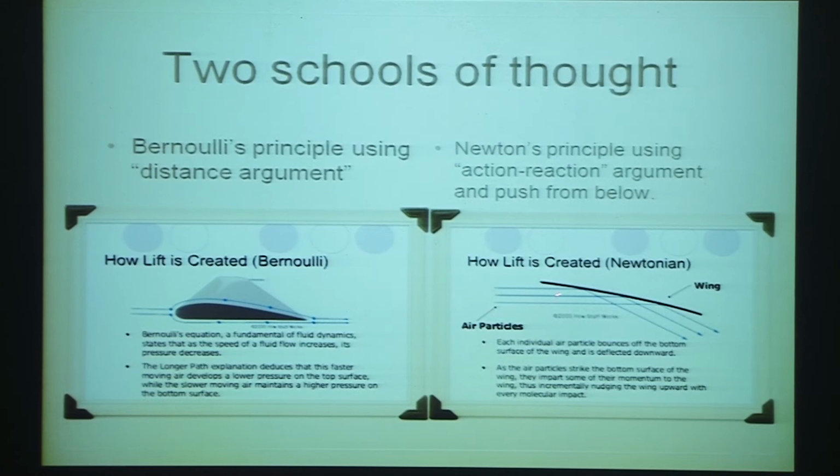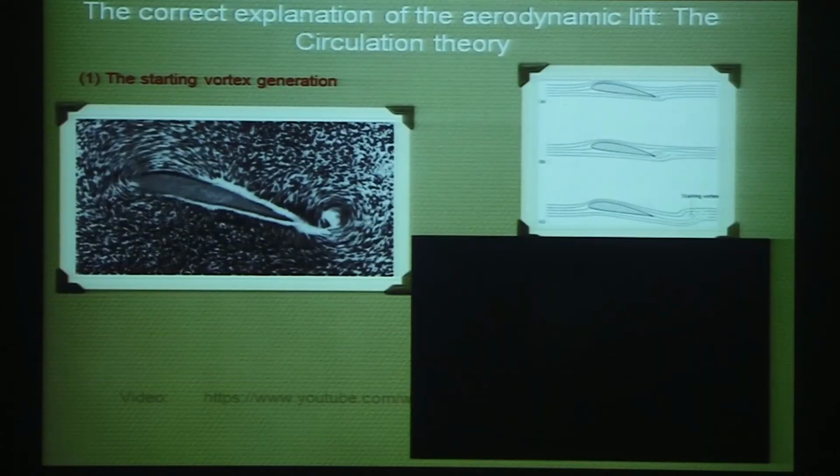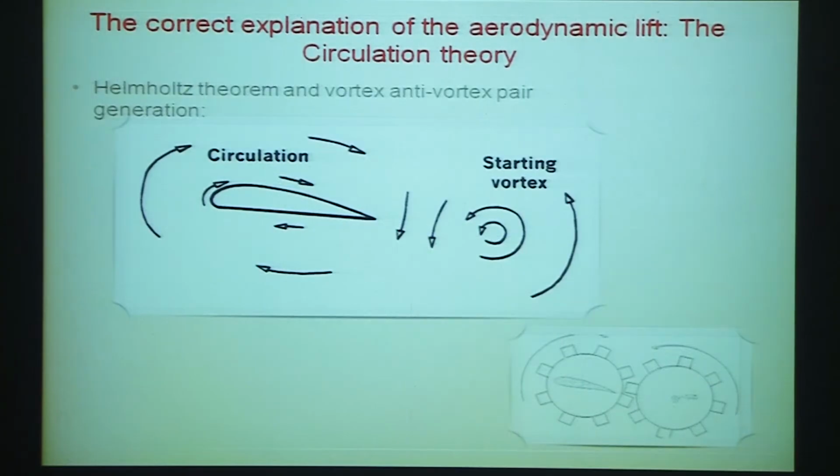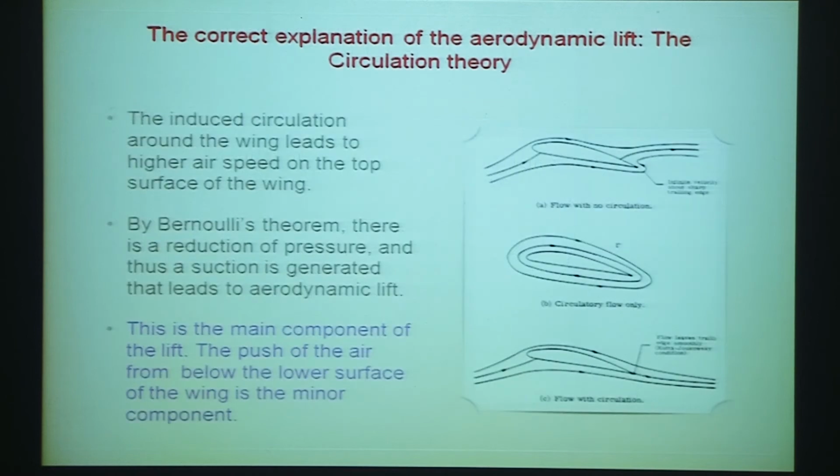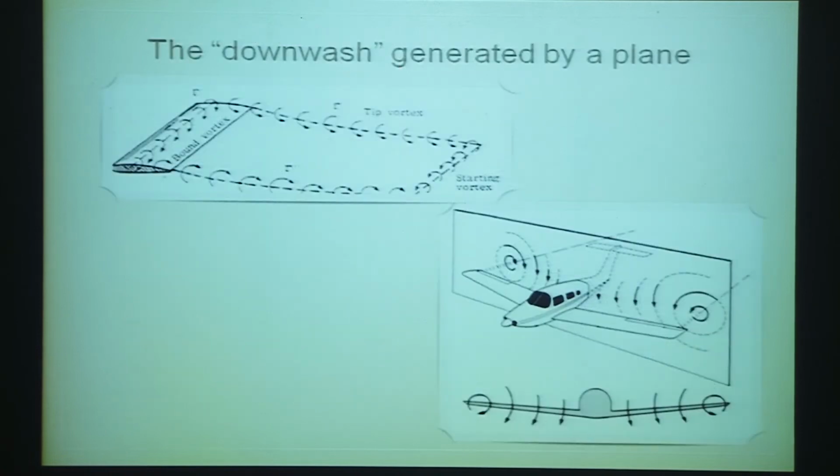And then the air deflected by the lower surface is also wrong. The correct explanation is the circulation theory. Because of the circulation, you have more speed on the top surface, and that's why you get low pressure, by the Bernoulli theorem. This is the correct explanation.